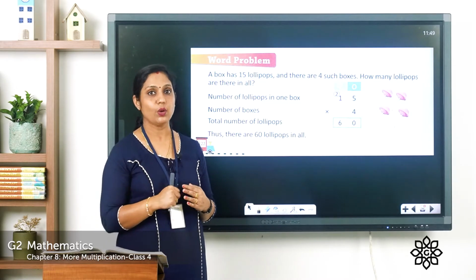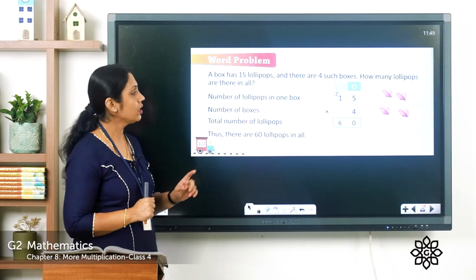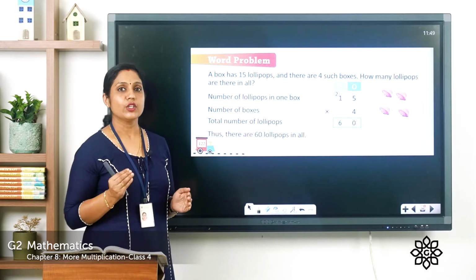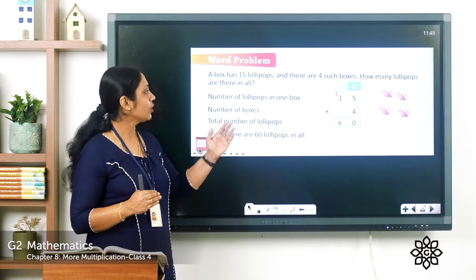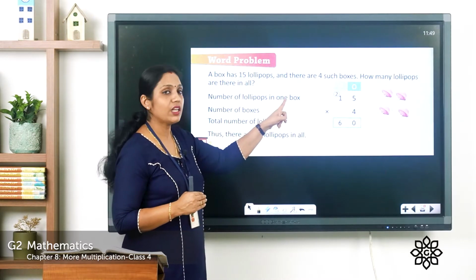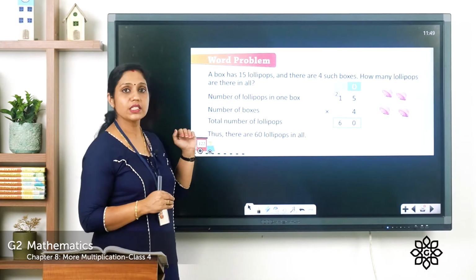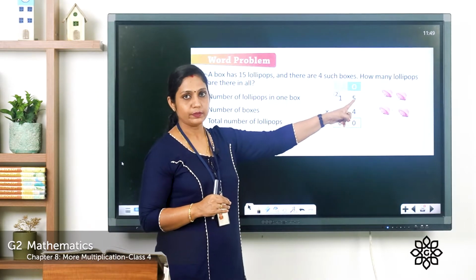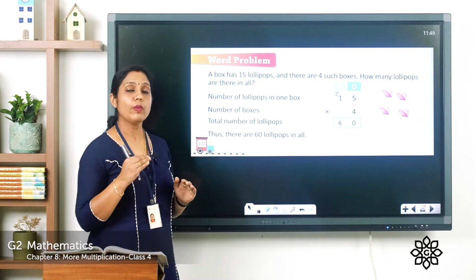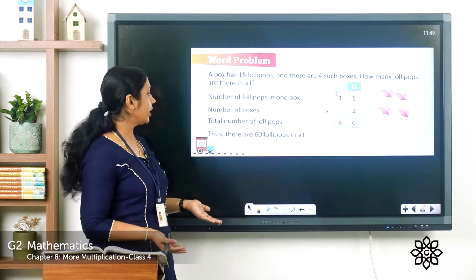So let's start writing the steps. Number of lollipops in one box. So number of lollipops in one box is 15. The sentence that you are writing for the steps, you can take it from the question itself. So here you can see number of lollipops in one box, that is there in the question. So how many are there in one box? It is 15. Moving on to the next step. Number of boxes. How many boxes are there in total? It is 4. And what we have to find out?